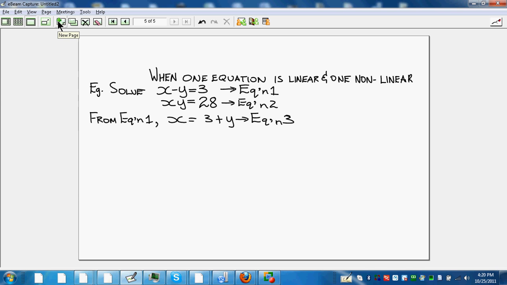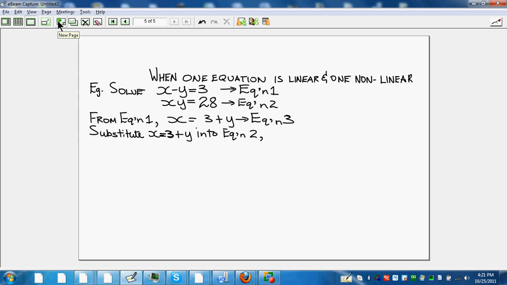Okay? Having done that, we'll make a substitution. We will substitute x equal to 3 plus y in equation 2. And the reason is that we'll then have an equation with only one variable in it, and that variable will be y. So what we'll do, we'll substitute x equal to 3 plus y into equation 2.